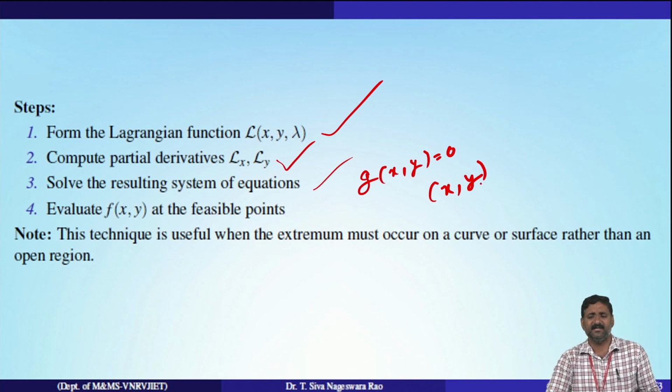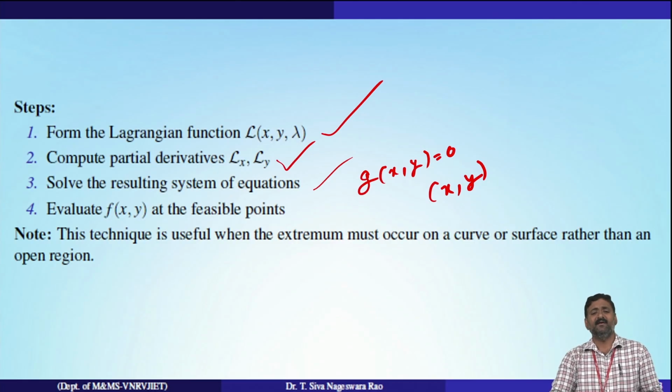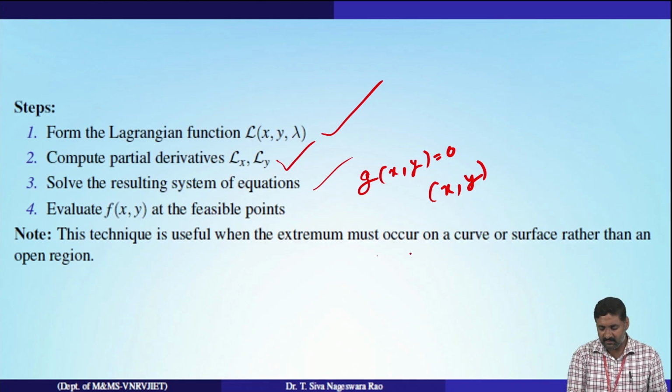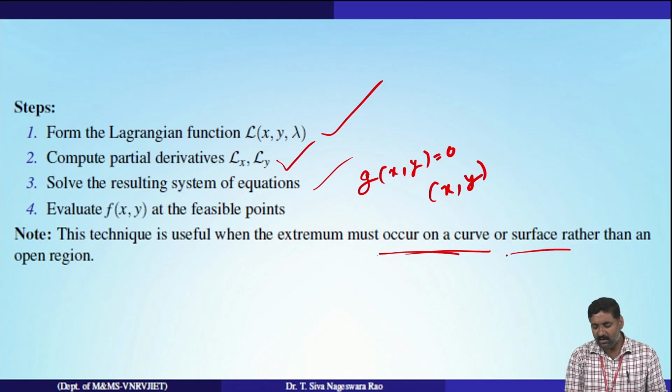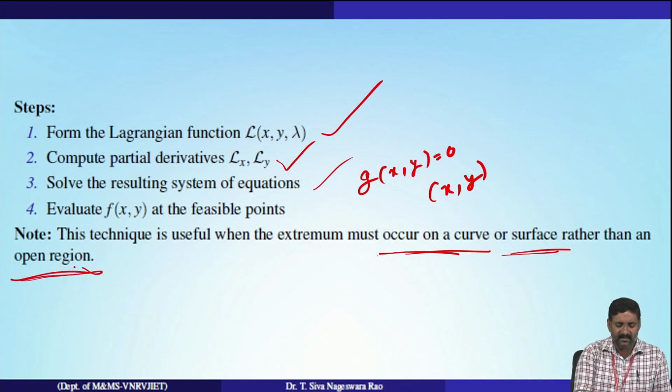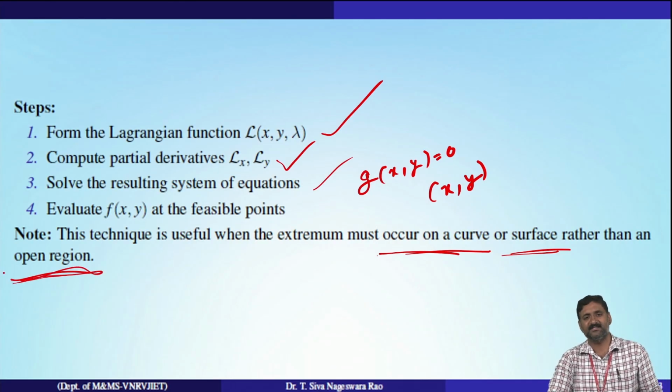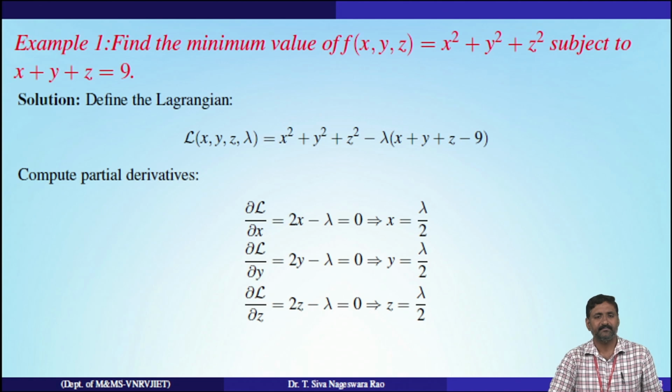We will substitute these stationary points into the given function. Based on that, we can identify whether this value is a minimum or a maximum. Now here, one thing you need to remember: this technique is useful when the extreme must occur on the curve or on the surface rather than on the open region. This is what you need to remember.